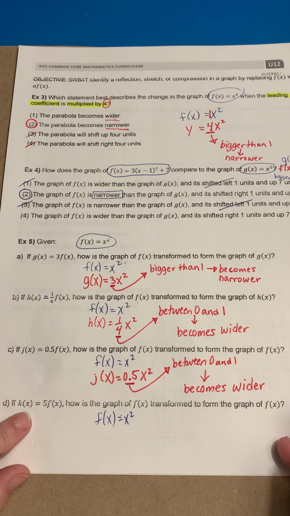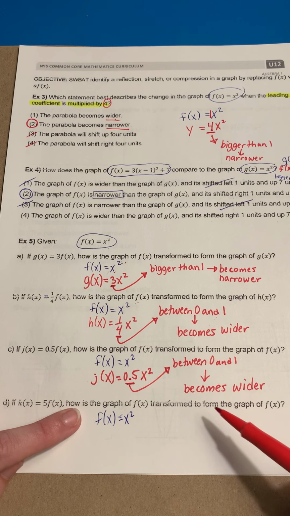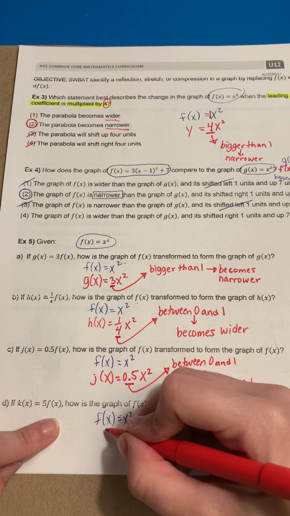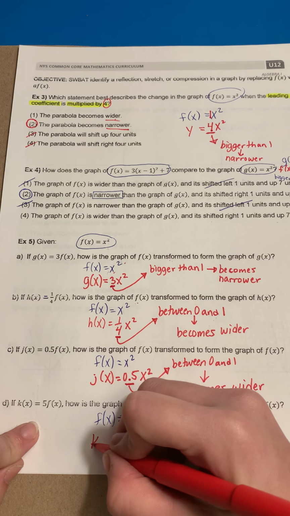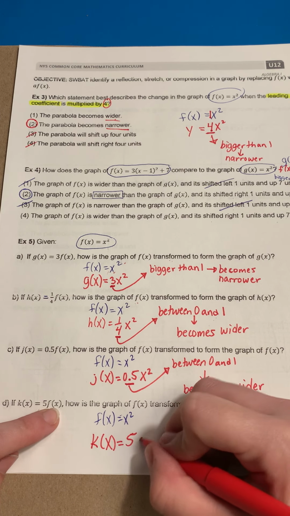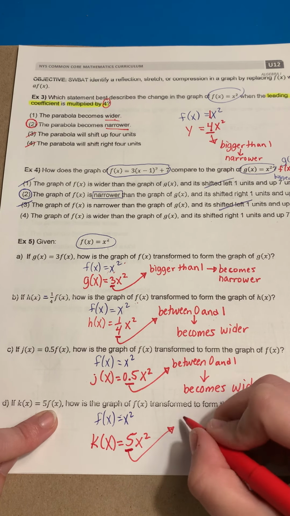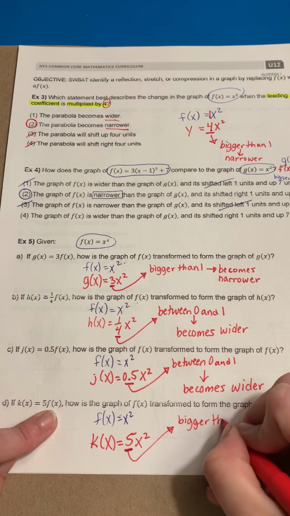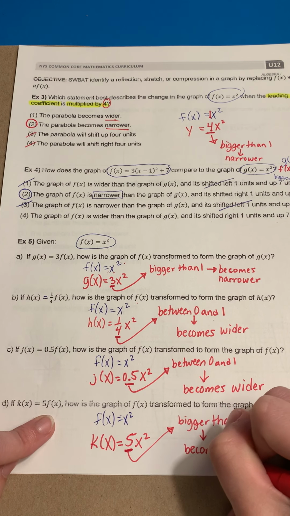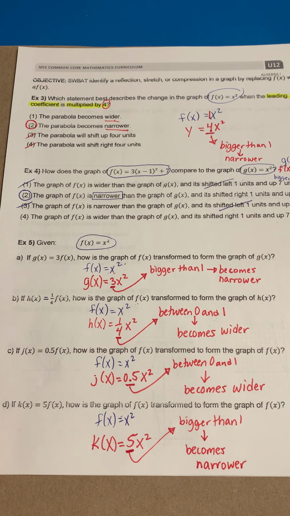And then this last one, if k of x equals 5 times f of x, how is the graph of f of x transformed to form the graph of k of x? So I have f of x is x squared. K of x equals 5 times f of x. So it's 5 times x squared. This 5 is being multiplied, and that 5 is bigger than 1. Because it's bigger than 1, my graph is going to become narrower.